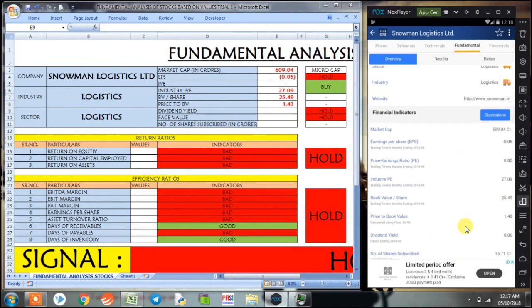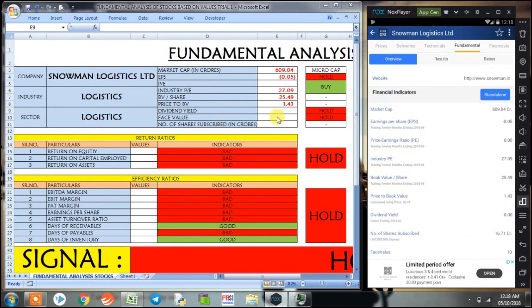Okay. Dividend yield, the company doesn't give you a dividend, so it is 0. Now had it been some value up to it, it would have given you a buy signal, because dividend is a factor wherein it attracts many investors. So here it is 0, so I've taken that condition, and had it been a value above 0, it would have given you a buy signal. Now face value is 10. What I consider is, for any company having a face value 10, it's good according to me. So face value 10, it has given us a buy signal, and number of shares subscribed is 16.71 crores.